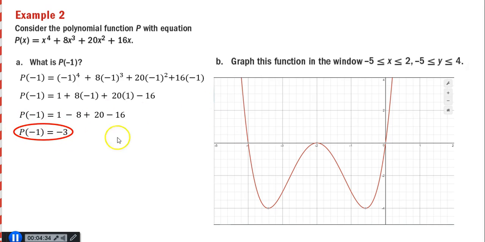P of -1 is equal to -3, which means if I have an x value of -1 right here, where the function lies is right there, and that is right at where -3 is. So the fact that this is lying on this graph is not a coincidence, because that's the function, and that's the value of the function, -1, -3.